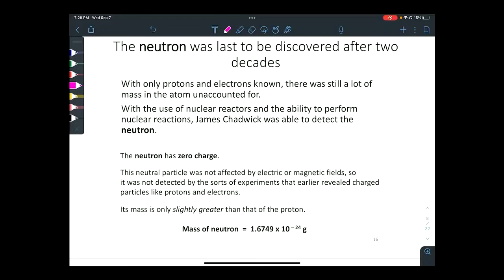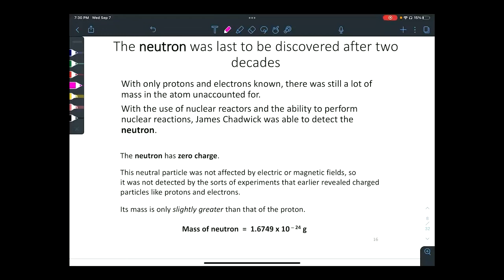There's no charge, because what do all of these experiments use? Charge, electric fields, magnetic fields, responding to something. So the neutron was the last to be discovered because there was no charge. It's very hard to just sense it because there was no charge available. So yeah, that's basically the other subatomic particles. They're not as fun to talk about.